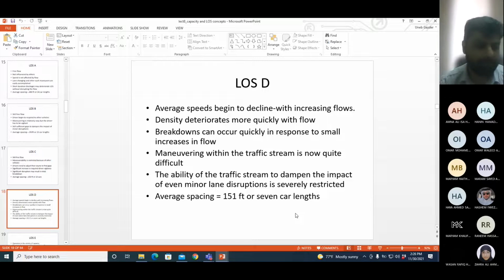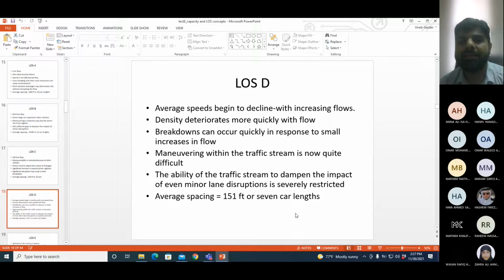So you are right, well done. Increase in speed means decrease in density and vice versa. So when speed decreases, density is increasing. Now in level of service A, B, and C, the speed was very much close to the free flow value. But after level of service C, when you reach level of service D, the speed starts to deteriorate rapidly.